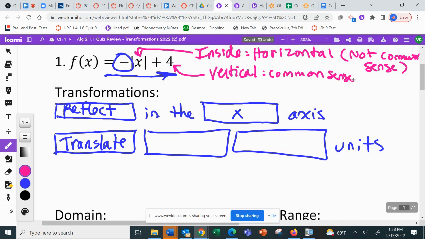So that +4, is that on the inside or the outside? Outside. So where are we translating? Up 4 units. So that's how you're going to fill in those blanks. It's that fancy word, the transformation first, and then where are we translating, and then how far are we translating?